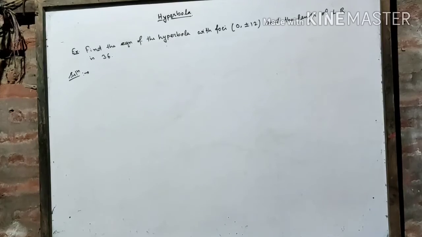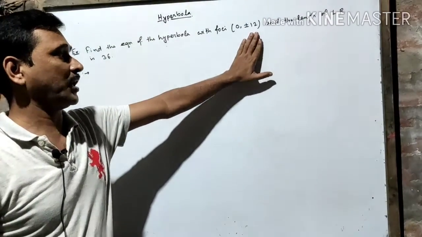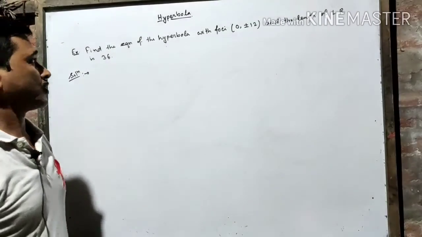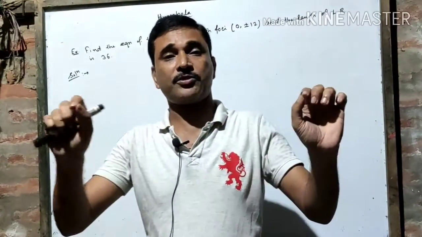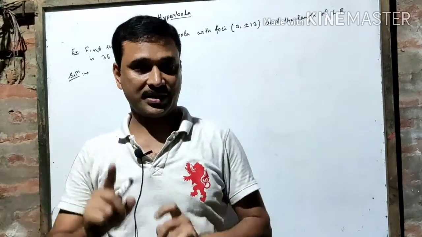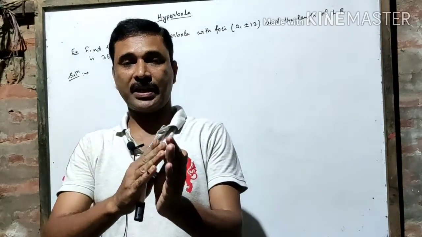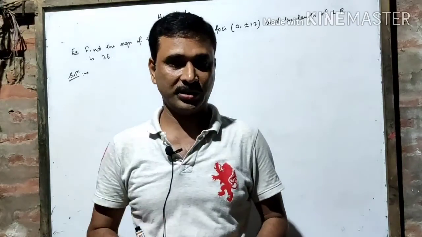So find the equation of the hyperbola with foci (0, plus minus 12) and length of latus rectum is 36. So the foci (0, plus minus 12). So both the foci lie on y-axis. So y-axis is the transverse axis and both the foci are equidistant from the origin. So center is the origin.